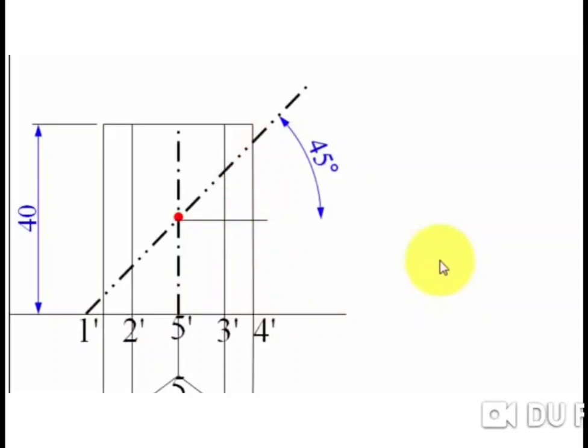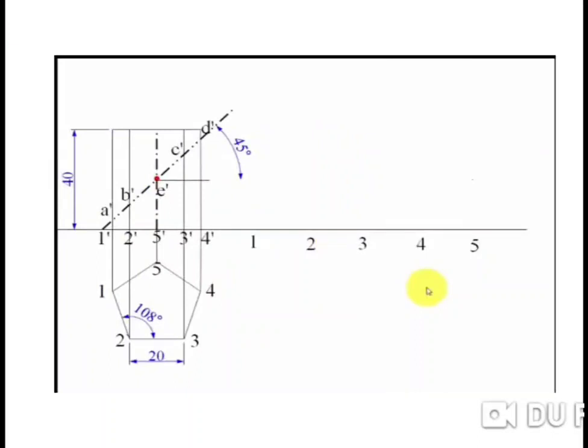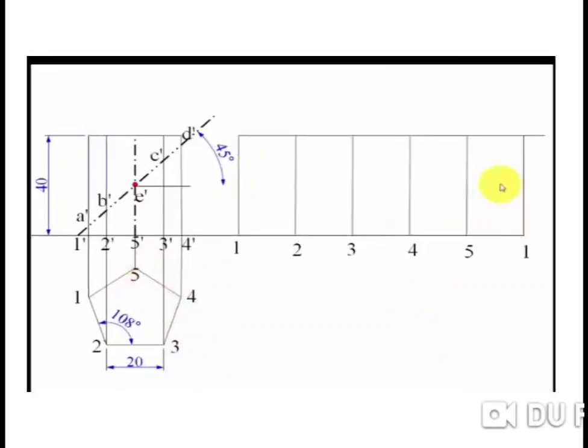Now we have to draw the development. For the development I have marked 1, 2, 3, 4, 5. What is the procedure for it? At some distance mark 1, 1. Now take this distance 1 to 2, 2 to 3, 3 to 4, 4 to 5. What is this total distance? The total distance is the perimeter: 1 to 2, 2 to 3, 3 to 4, 4 to 5 and 5 to 1. This is the total length of the perimeter.